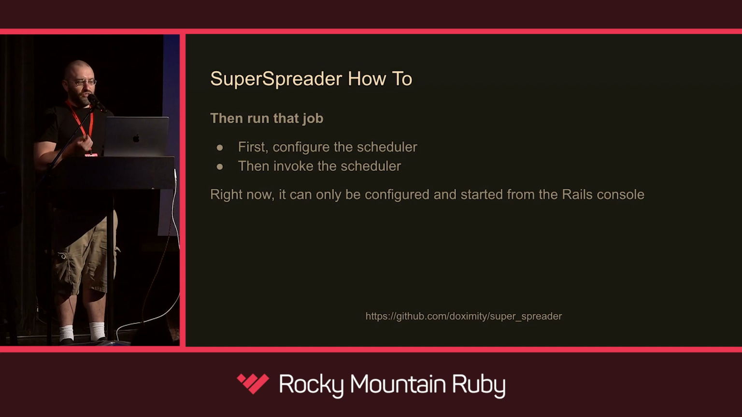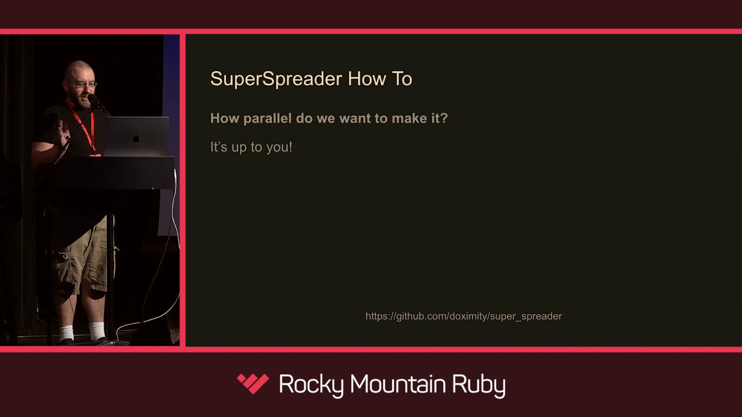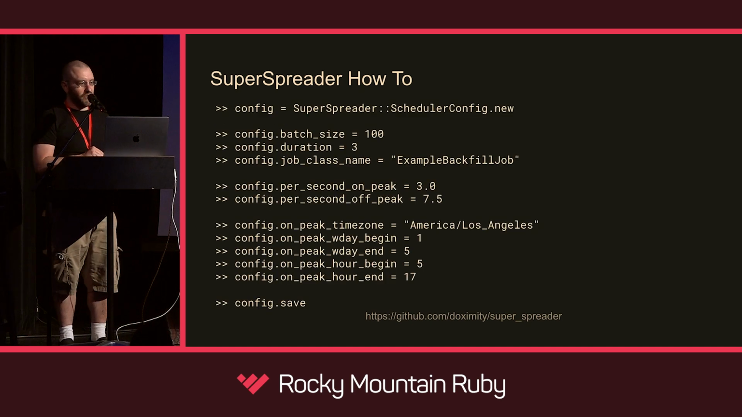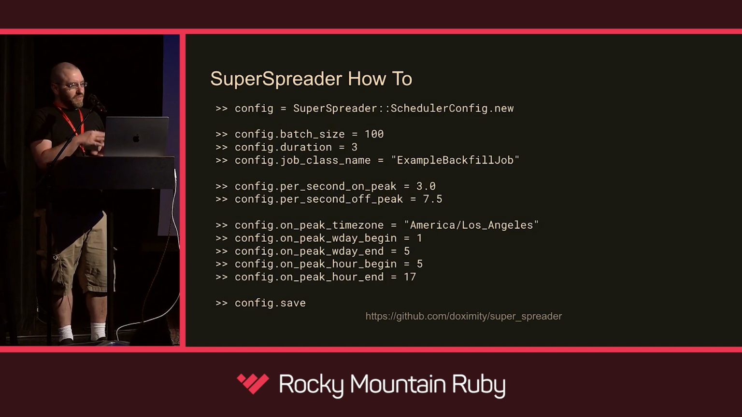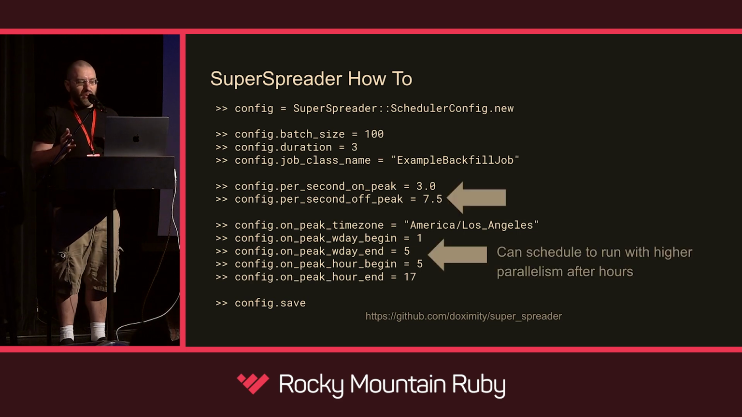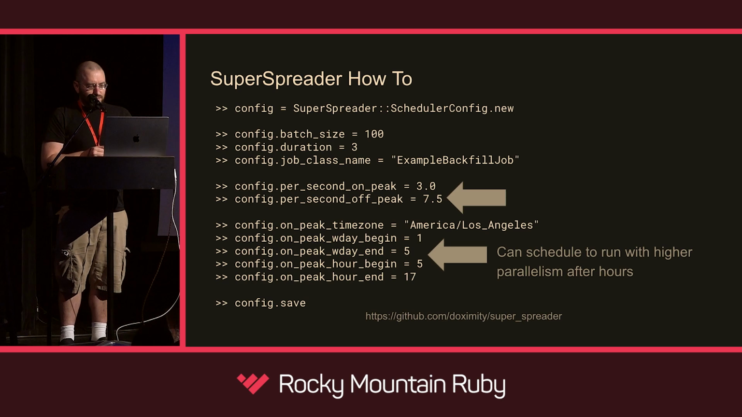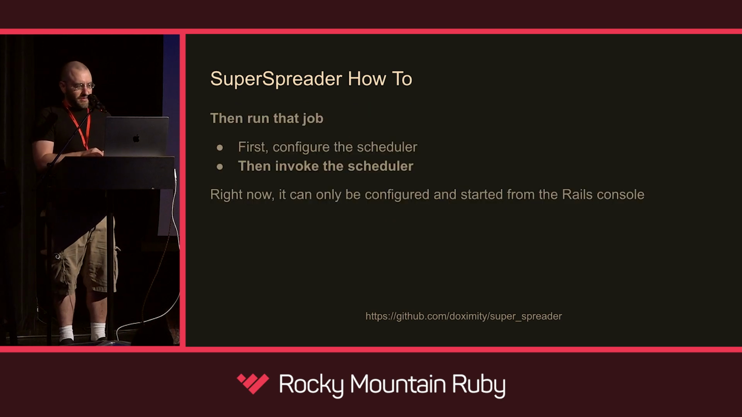So to run it, you configure the scheduler, then invoke the scheduler. Again, DevX is, there's not a UI beyond the Rails console, so you just go in and you decide how parallel you want to make it, how many jobs you want to run at any given time. So you make a scheduler config and you set the batch size, duration, what job you're running and stuff like that. You can even set it to run more at night because fewer people are using the app, you can just run more transactions at a time. And then you just save it and you invoke it.